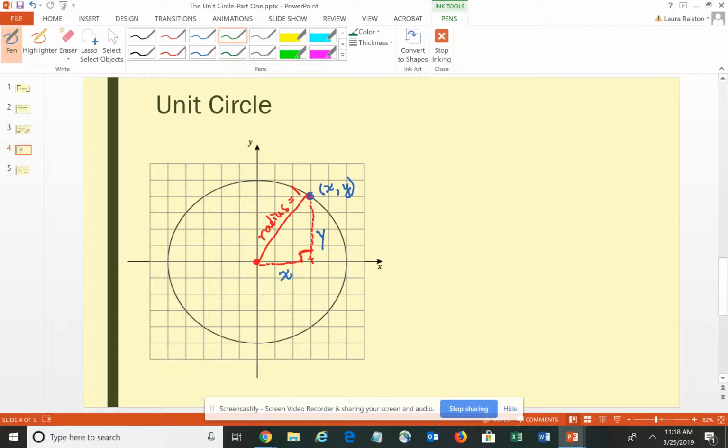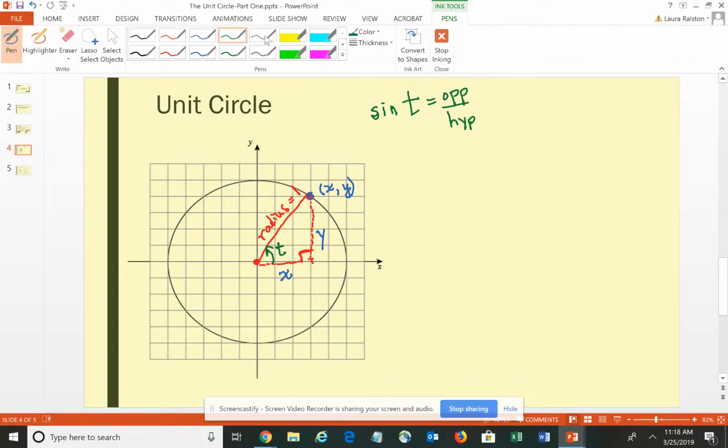So if this angle here, which is in standard position, where we start on the positive x-axis and rotate, we're going to call this angle T. Now we could use theta or whatever. So if we think about our definitions of our trig functions, let's think about what we would have. The sine of angle T is the opposite over the hypotenuse.